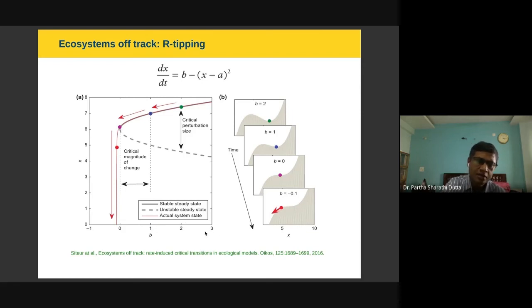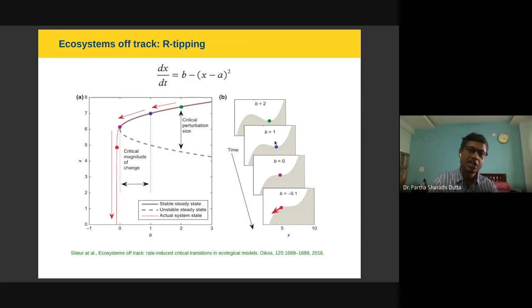If I decrease my b from b3 to b0, there is a merge of the upper steady state and lower steady state. The upper one is the stable state and the lower one is the unstable one. They merge and disappear. So the moment b crosses 0, there is a chance of a sudden shift from the upper one to some other place, right? But with a change in b, there is also a change in the potential landscape.